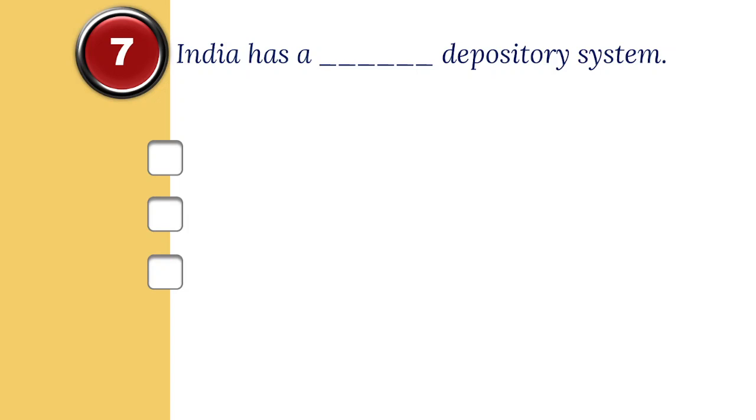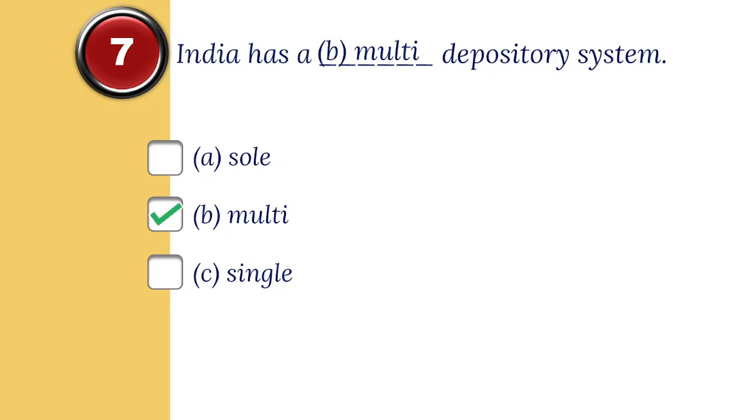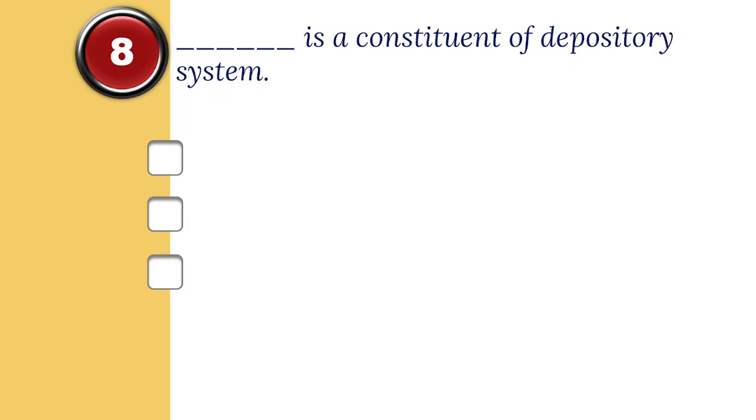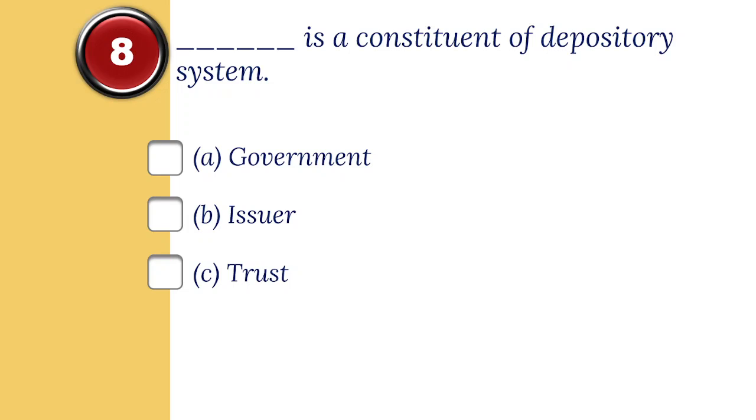7. India has a dash depository system. The options are A. Sole, B. Multi, C. Single. And the correct option is B. Multi. 8. Dash is a constituent of depository system. The options are A. Government, B. Issuer, C. Trust. And the correct option is B. Issuer.